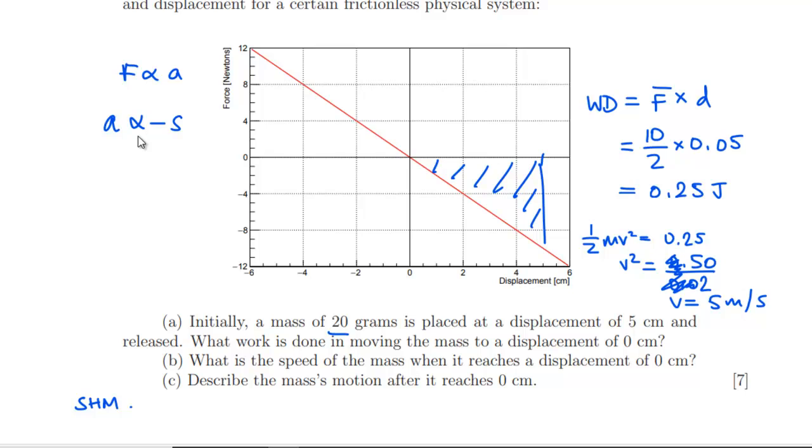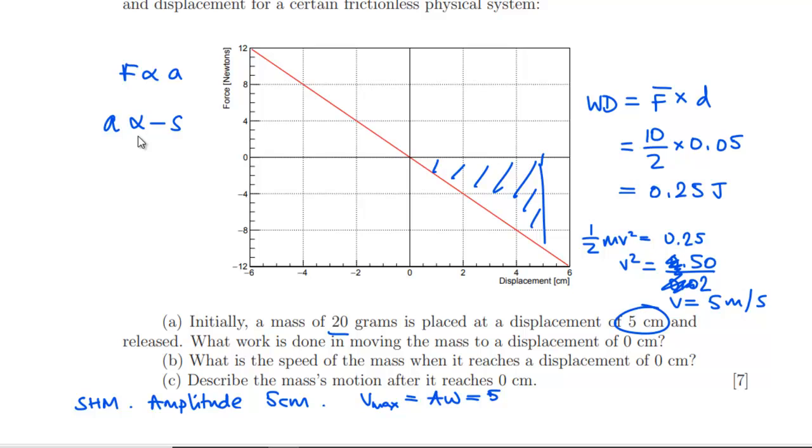So what do we know about this? Well, that is going to be our amplitude, because that's what we set it off at. So our amplitude is going to be 5 centimeters. So it'd be useful to say something about the period of the oscillation. So we know that V max is this 5 meters per second. So V max is A omega, and that is equal to 5. And we know that omega is 2 pi divided by T.